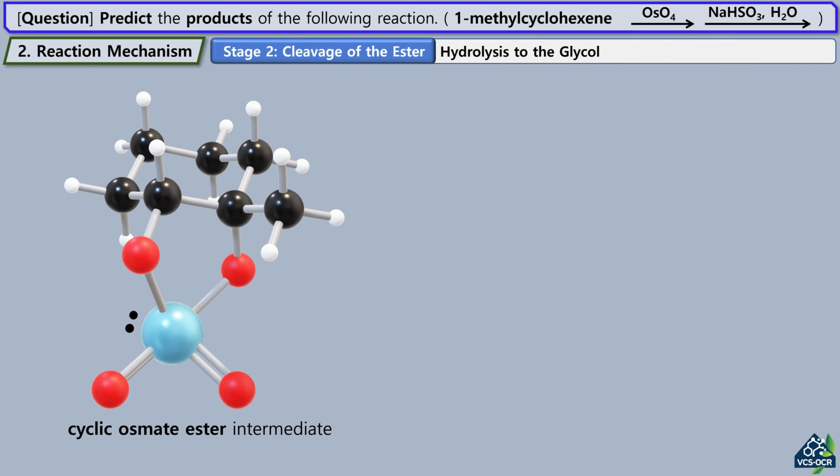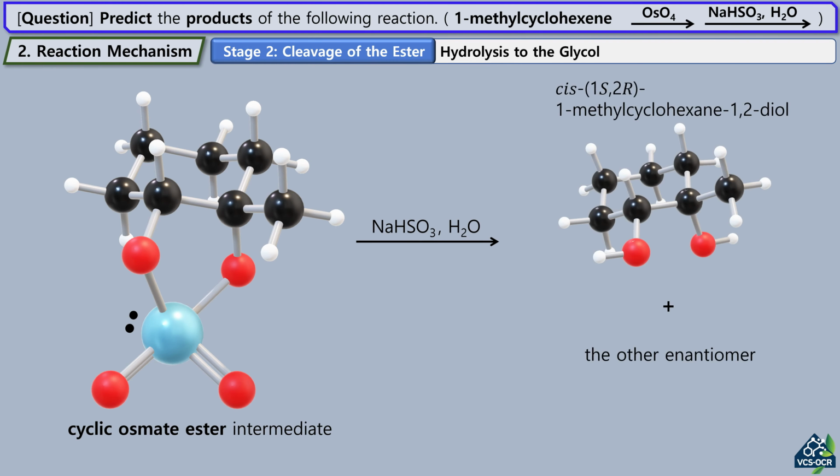Stage 2. Cleavage of the ester, hydrolysis to the glycol. The cyclic osmate ester is then cleaved by treatment with a mild reductant in water. Typical workup reagents include sodium bisulfite or sodium thiosulfate. These agents break the Os–O bonds and release the cis-1,2-diol.